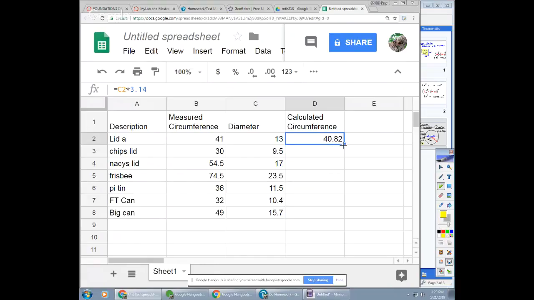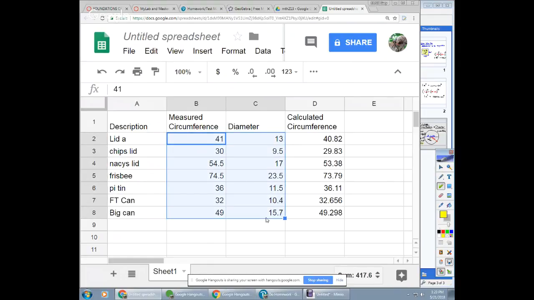And then I can just fill this down now that I've typed that in. Let's see how we did. 49.298, that's not bad. 32.65 versus 32. 36.11 versus 36. 73.79 versus 74.5. 53.38 versus 54.5. 29.83 versus 30. Aren't we all pretty darn close on those? Yeah. Okay, so that's one way I could look at it. Is there another way I could look at these two numbers with respect to pi?